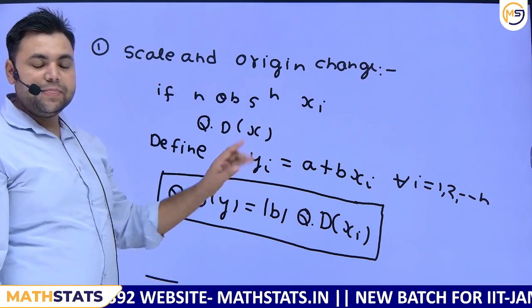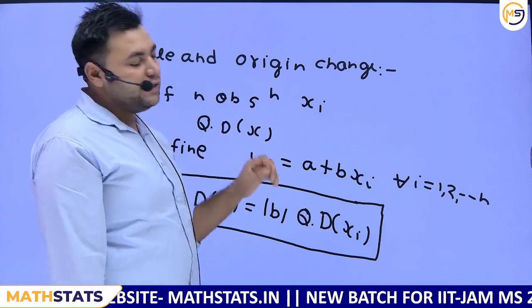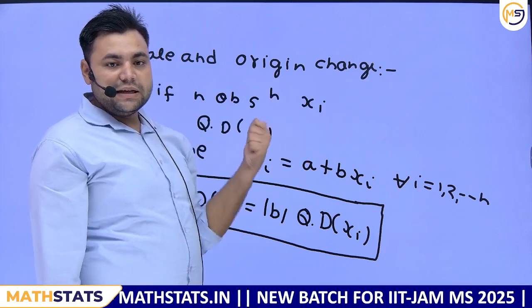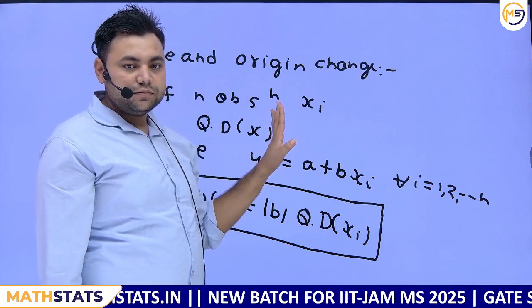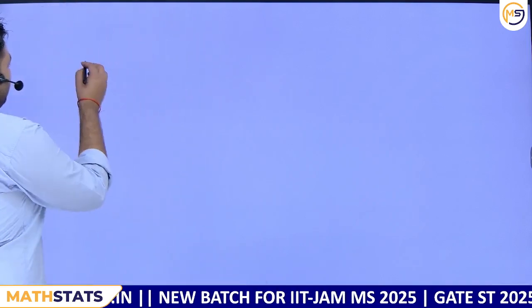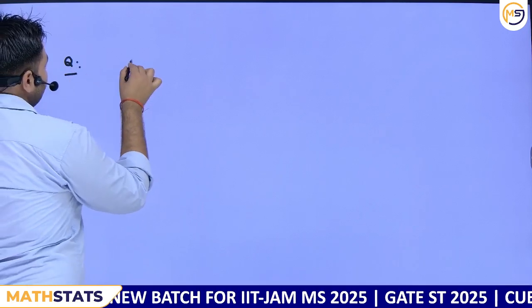Just as you change the standard deviation, as you change the mean deviation, in a similar way this also changes. Here there is no effect of origin, but there is the effect of scale. Now we are talking about a question. So first consider one example.